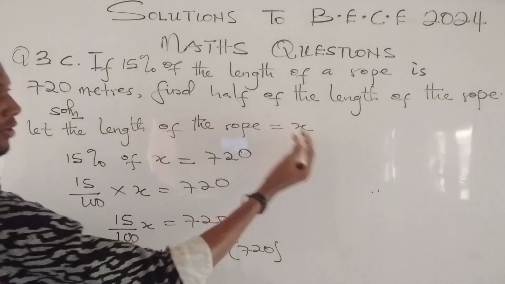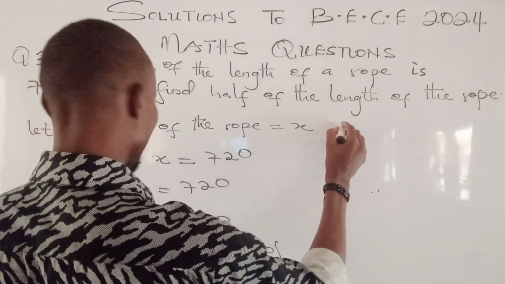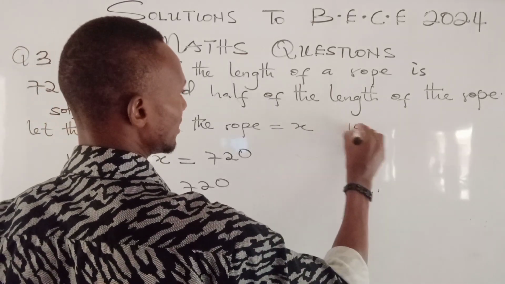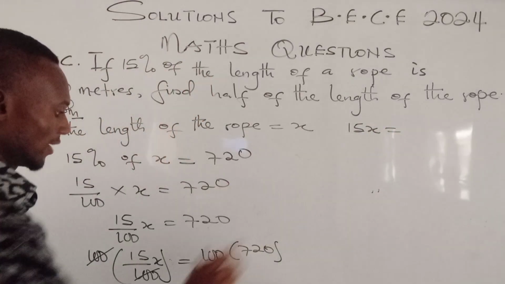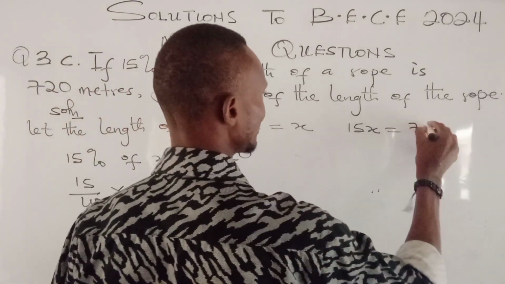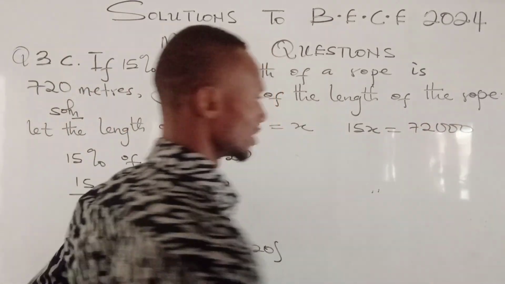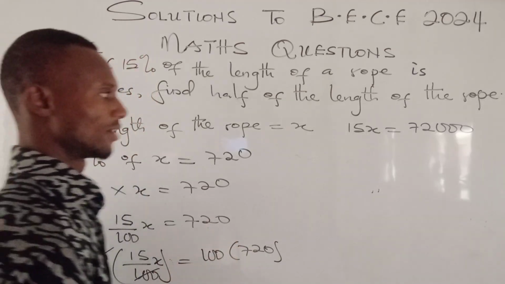Okay, so I want to continue from this side. So what I have left is 15s equals to, I have the 15s left here, equals to 100 times 720, which is going to give you 72,000. I hope you understand up to this point. How do we get our value for s?